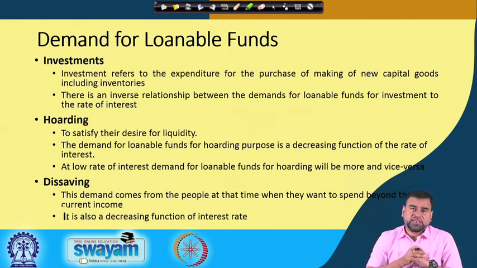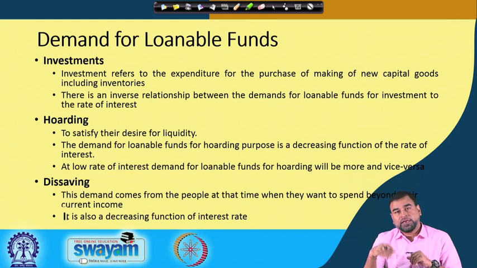Dis-saving means when people want to spend beyond their current income. It is also a decreasing function of the interest rate. What does it mean? Sometimes I do not have much money, but still I want to invest or spend. So in the system there is the possibility that consumption may be more than income. Then how is it possible? I can borrow from the market or from the bank and spend it, or invest it.